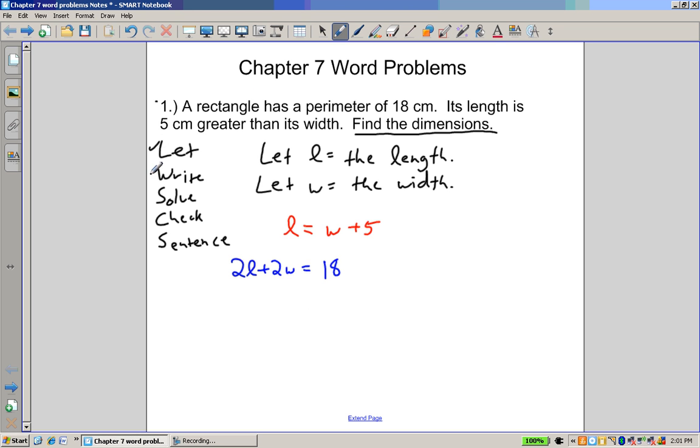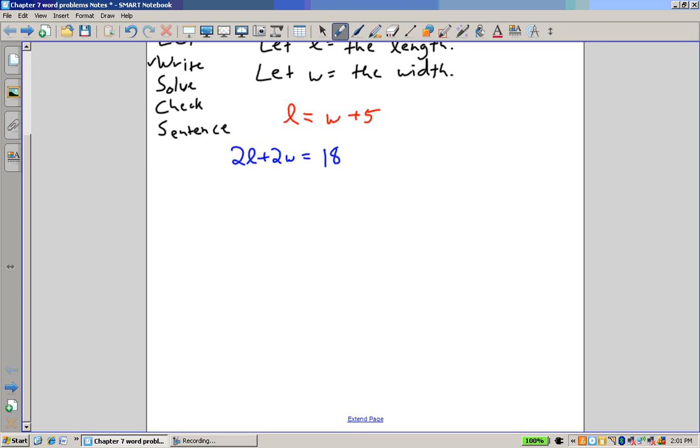So we've done our write. We've written our two equations. Now we're going to solve. Now, it doesn't really matter how you want to do this. Remember in the unit we've done solve by substitution, solve by combination. You could solve any way that you'd like. I'm thinking solve by substitution is probably going to be the easiest way. And there are several ways that you could do solving by substitution. I'm going to try two different ways.